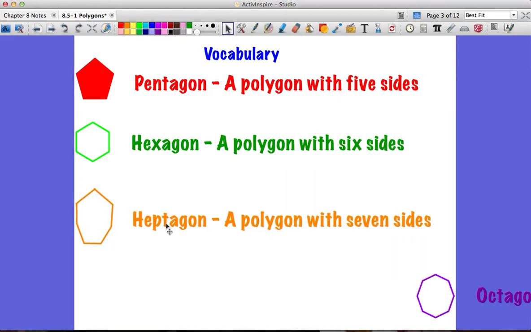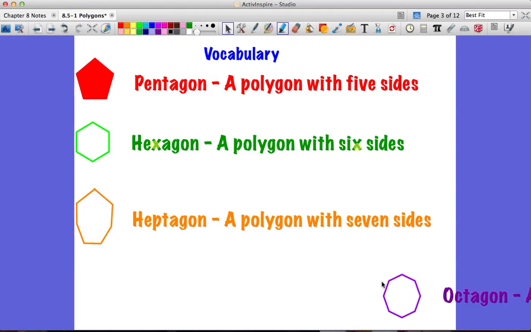A lot of students get heptagon and hexagon confused. One of the ways that helps me remember the difference is a hexagon and 6 both have X's in them. So a hexagon has 6 sides. Okay, and you'll notice here my heptagon does not look like a regular polygon. It's okay, as long as it has 7 sides, it is a heptagon. This is just the more classical way that you'll see these shapes.